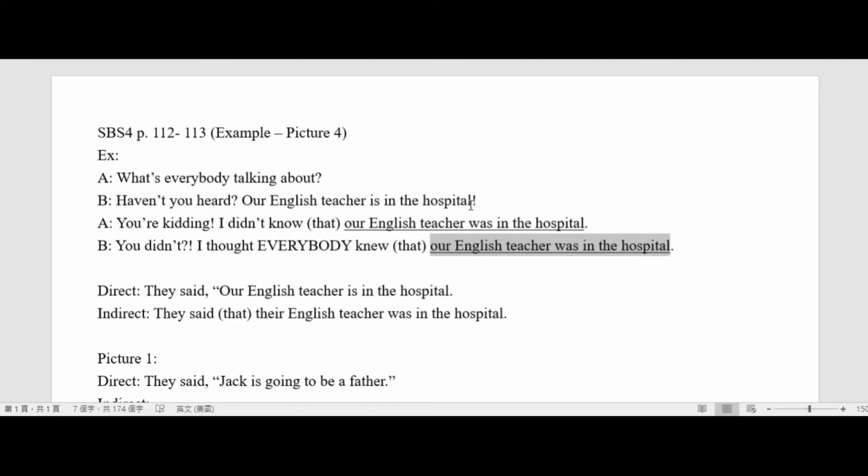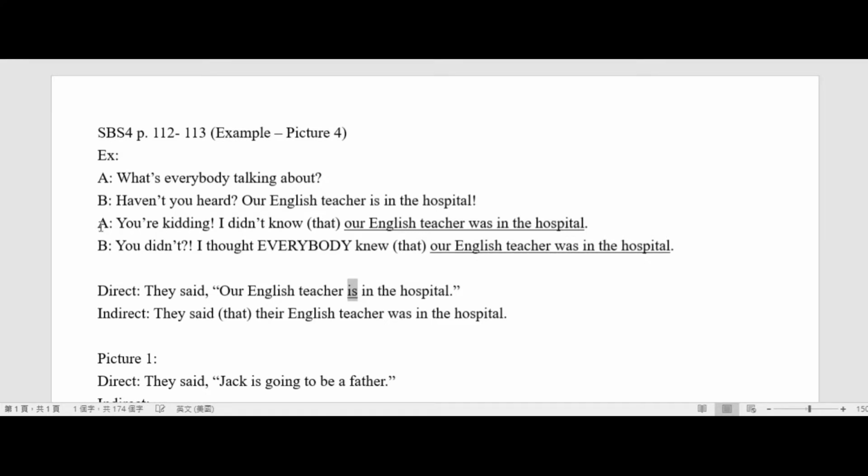When the person says that, the direct speech would be like, they said. They means the students, okay, or the people in the picture. They said, our English teacher is in the hospital. As you can see, this is a direct speech sentence, and it is in present simple tense. As you can see, present simple tense.